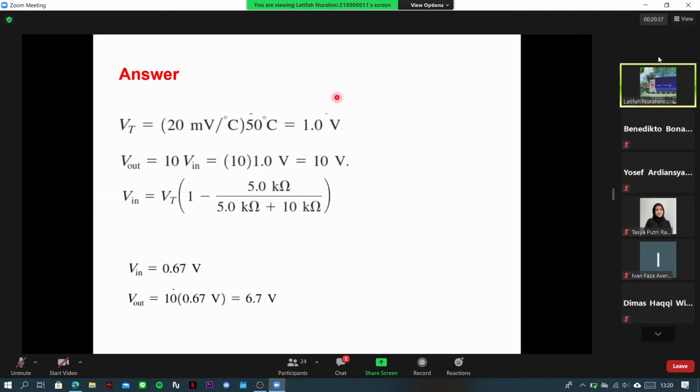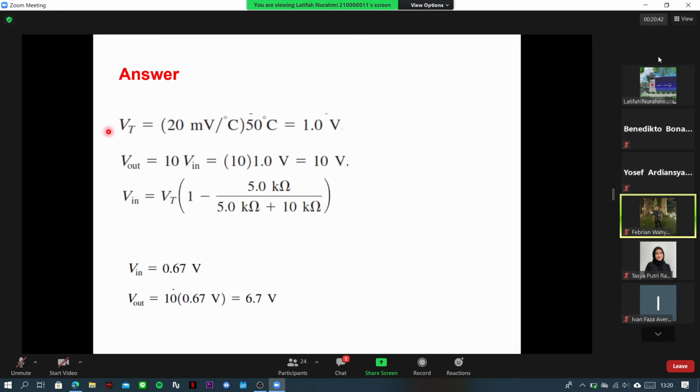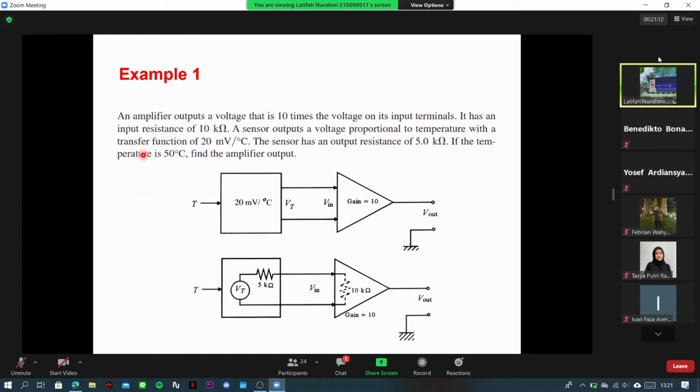First, we should find what is Vt, the output voltage from the sensor. The output voltage is 20 millivolt per degree Celsius times the temperature sensed by the system, 50 degrees Celsius. So it is equal to 1 volt. And how about the output voltage? Here you have 3 voltages, so keep that in mind.